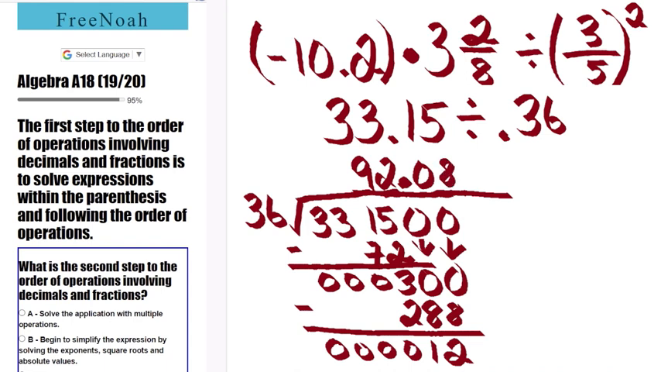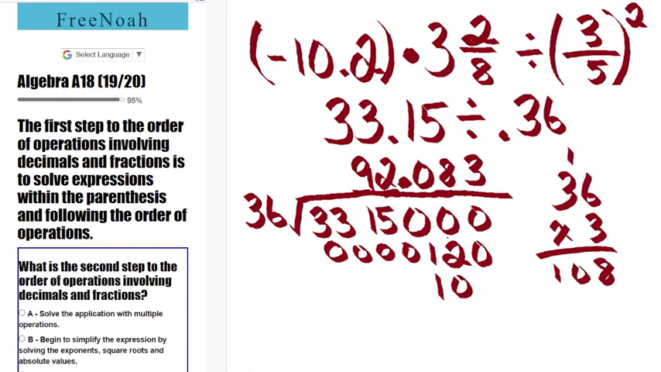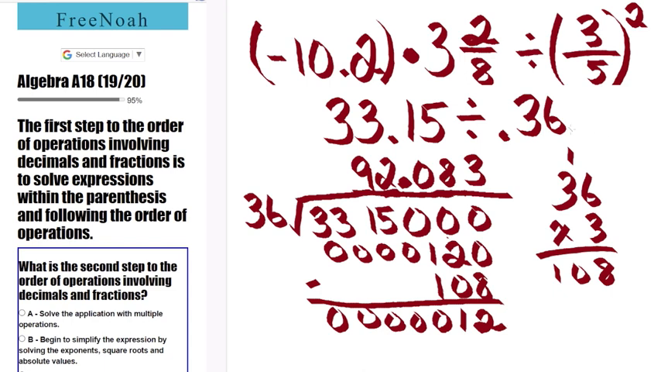Perfect. And now we're set up to borrow our third 0. So we have our third 0 dropping down. We have 120 now, and 36 can go into 120 at least 3 times. What's 36 times 3? That's 108. All right, 120 minus 108 gives us 12.